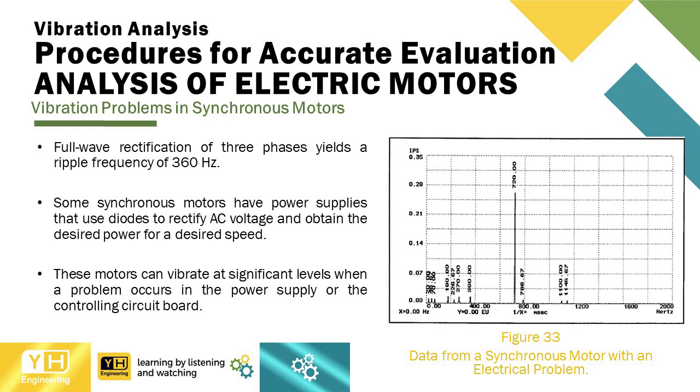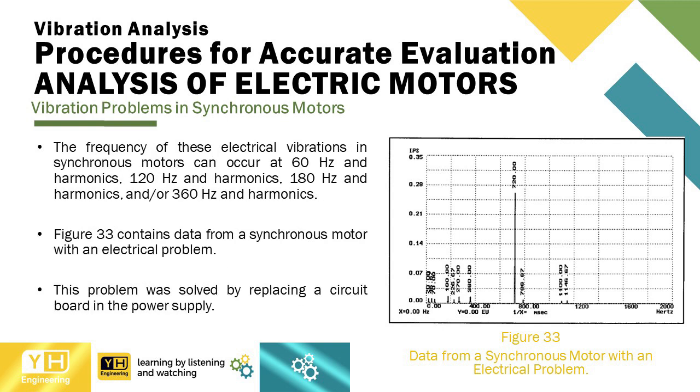Some synchronous motors have power supplies that use diodes to rectify AC voltage and obtain the desired power for a desired speed. These motors can vibrate at significant levels when a problem occurs in the power supply or the controlling circuit board. The frequency of these electrical vibrations in synchronous motors can occur at 60 Hz and harmonics, 120 Hz and harmonics, 180 Hz and harmonics, and/or 360 Hz and harmonics. Figure 33 contains data from a synchronous motor with an electrical problem. This problem was solved by replacing a circuit board in the power supply.